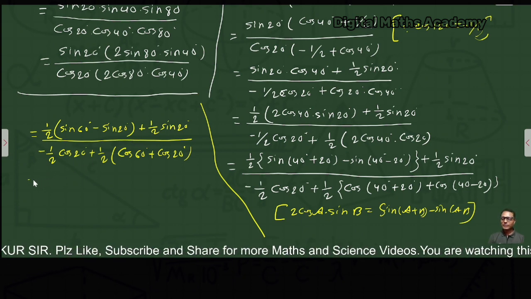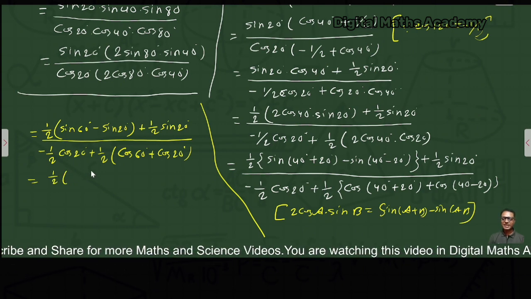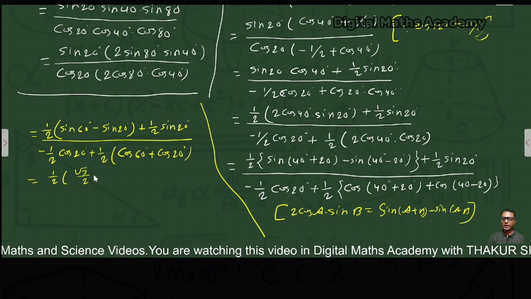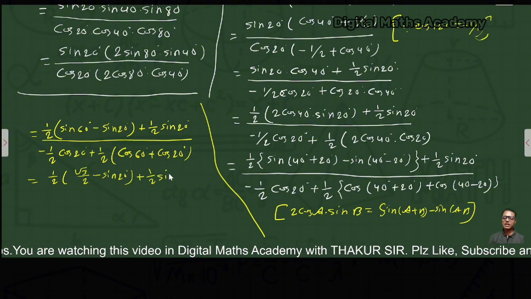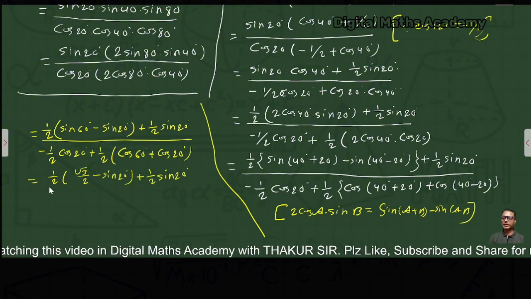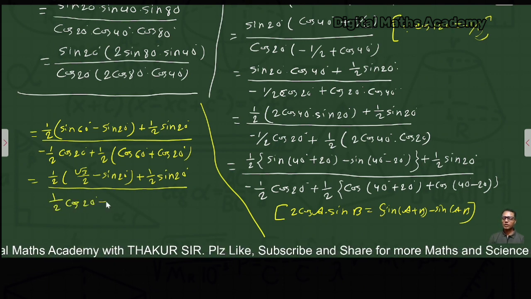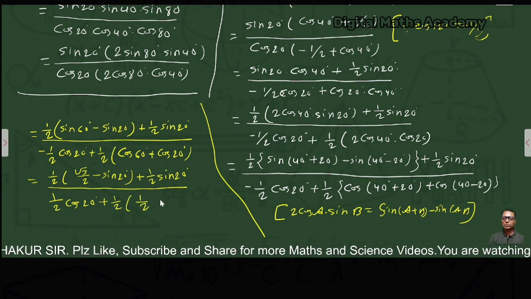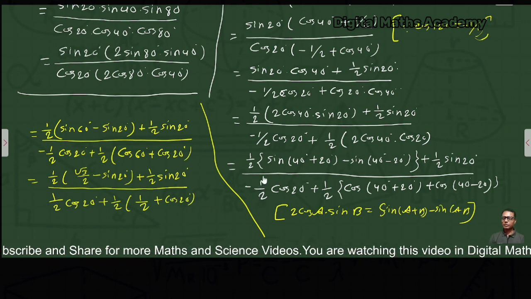Now we know the value: sin 60 degree equals root 3 by 2. So we write 1 by 2 into root 3 by 2, minus sin 20 degree, and plus 1 by 2 sin 20 degree. At the denominator we have minus 1 by 2 cos 20 degree plus 1 by 2, and cos 60 degree means 1 by 2, plus cos 20 degree. That gives the values, and now we see the simplification.